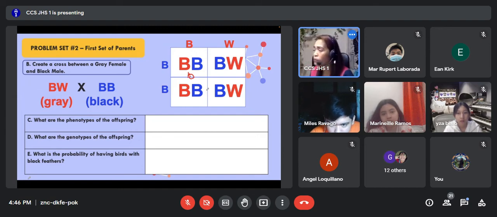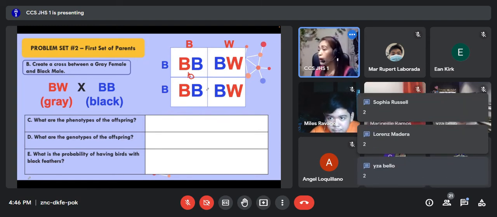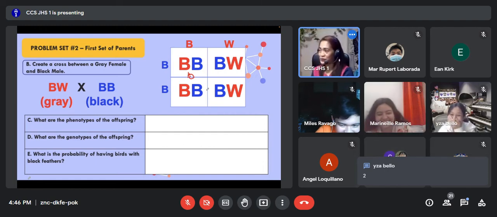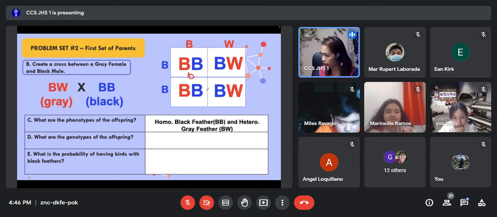Now, how many combinations do you see on the Punnett square? 1, 2, or 3? 2. Okay, it's limited only to 2. BB and BW. Alright? So, there is no white here in this particular set of parents. So we have a homozygous black and a heterozygous gray.